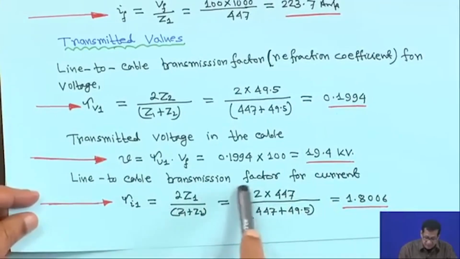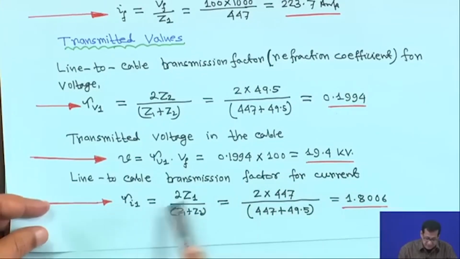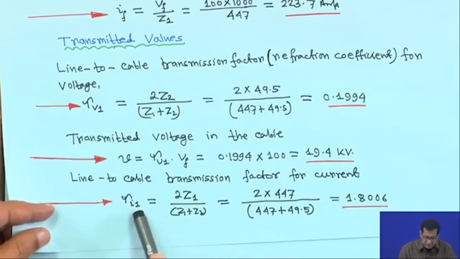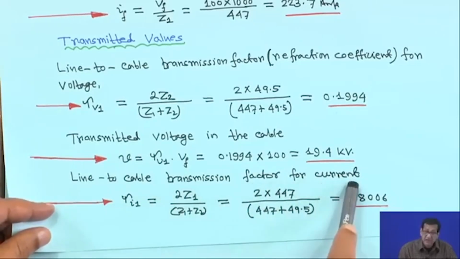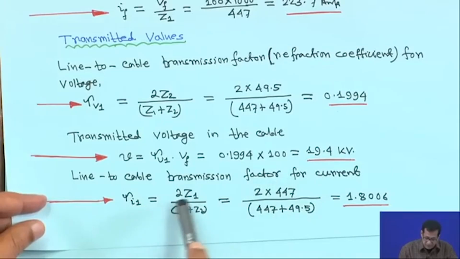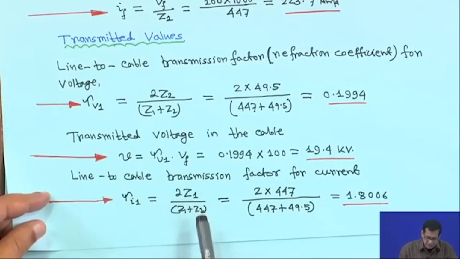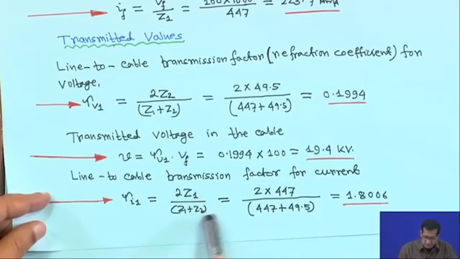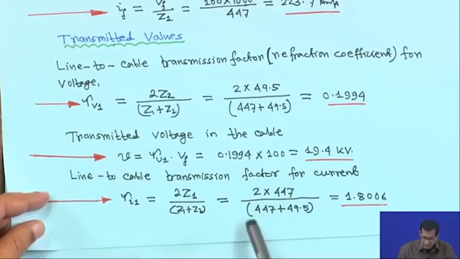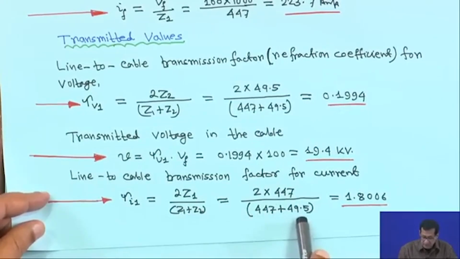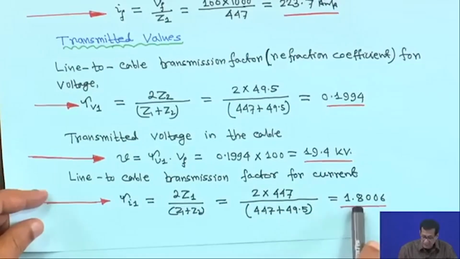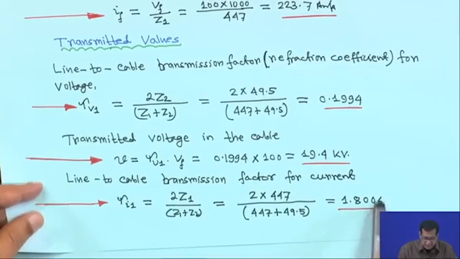So, the line to cable transmission factor for current, tau I1, we are making it for current only. Tau I1 will be 2 Z1 upon Z1 plus Z2, that is 2 into 447 divided by 447 plus 49.5, which comes to 1.8006.